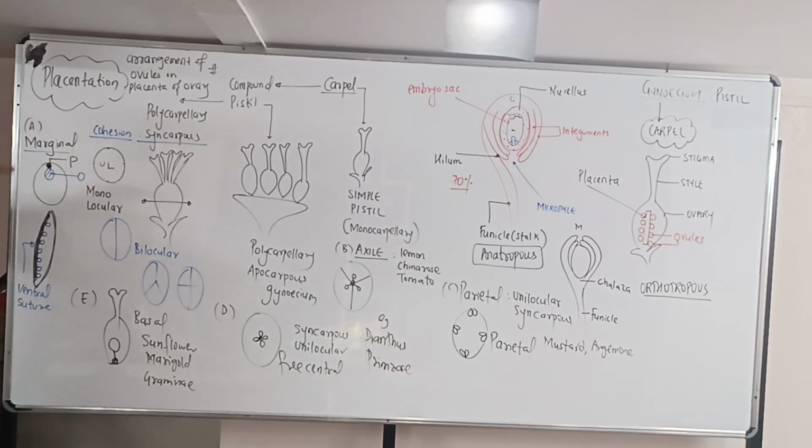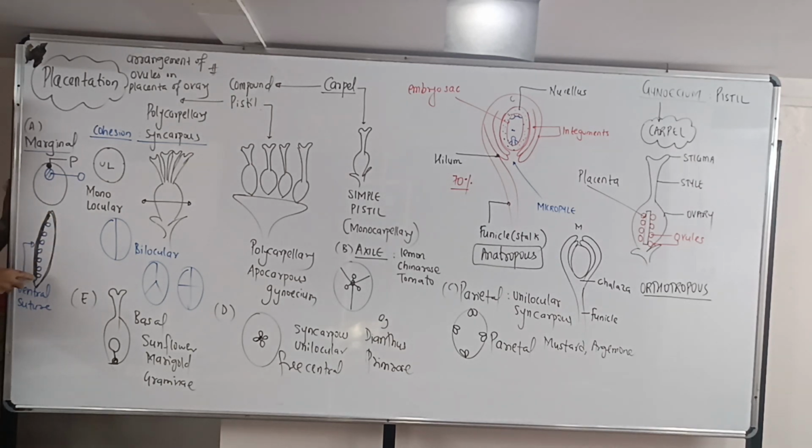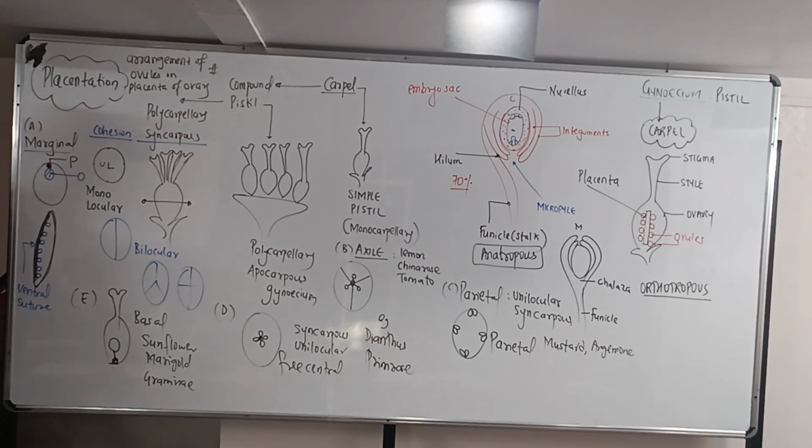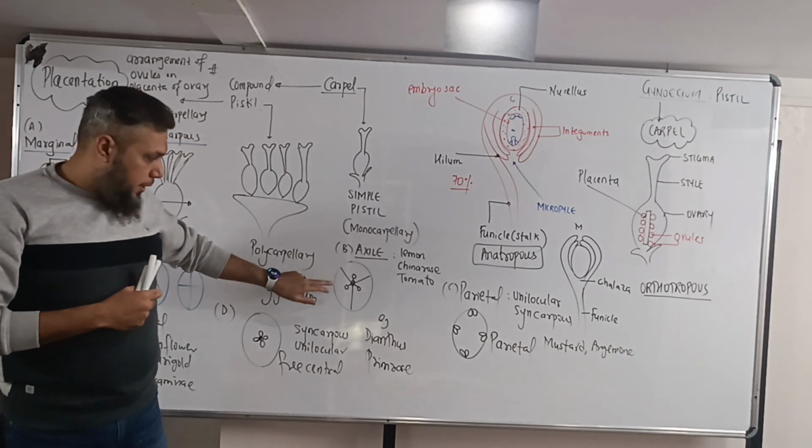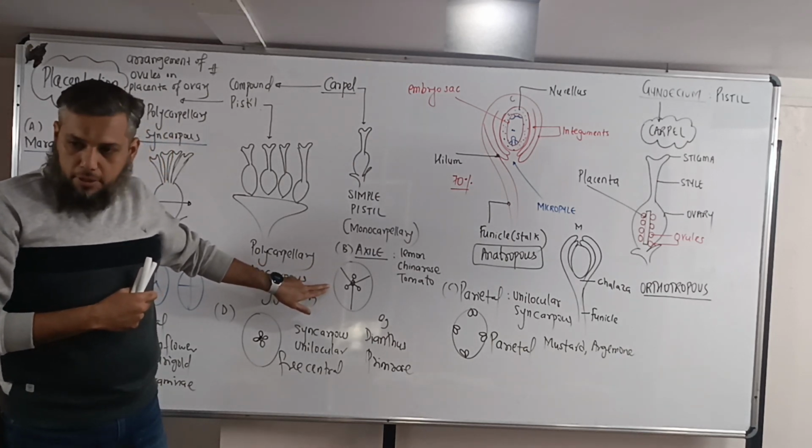Okay. So what is placentation? Tell me. Arrangement of ovules is called placentation. What is marginal placentation? All the ovules are arranged along the margins. Sometimes it can be two rows also. Along the margin. So that will be called which one? Marginal placentation. Example would be pea. Second one was axile. In axile, tell me, is it monocarpellary or polycarpellary?